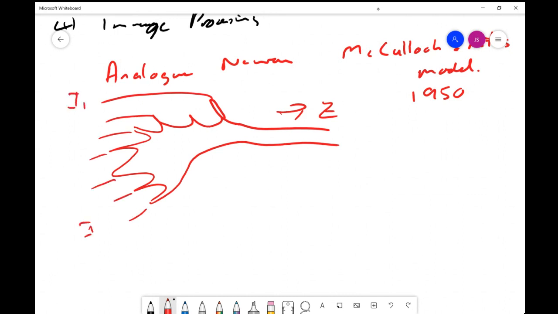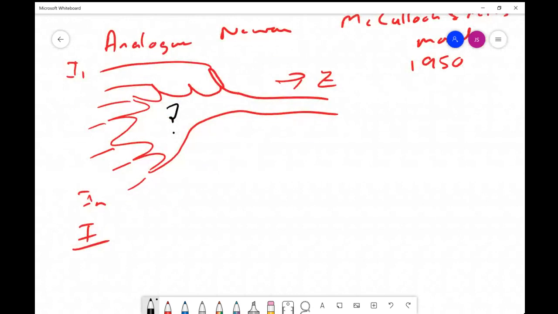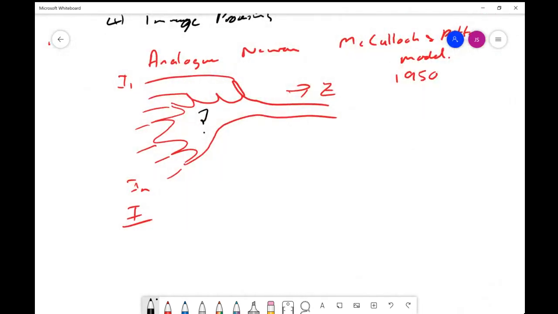There are my inputs coming in, I1 to IN, which can be represented by a vector. The question is, what on earth goes on in the cell body? What is the function of that neuron? And the McCulloch-Pitts model proposes that the inputs, which are analog, unlike the binary inputs for the digital net, have varying degrees of importance.